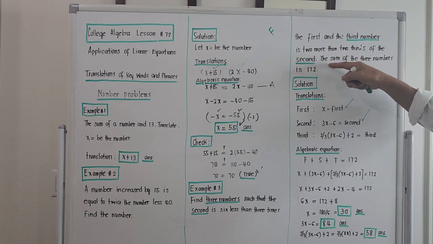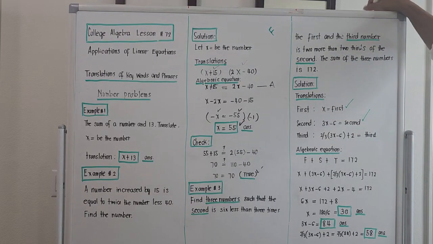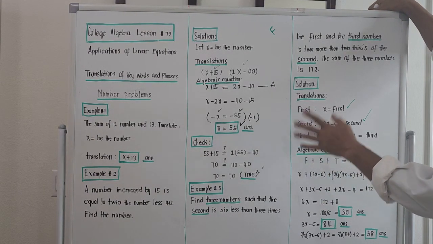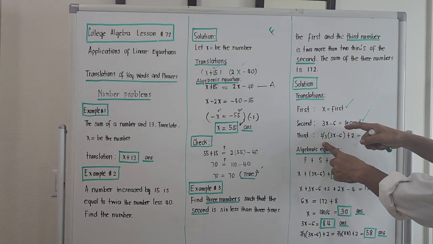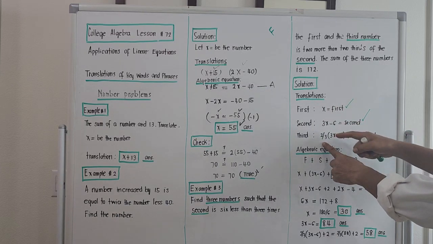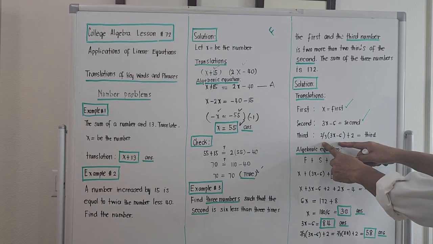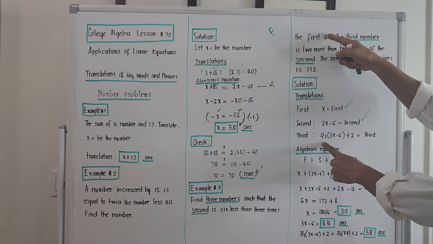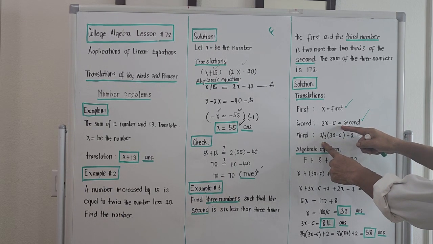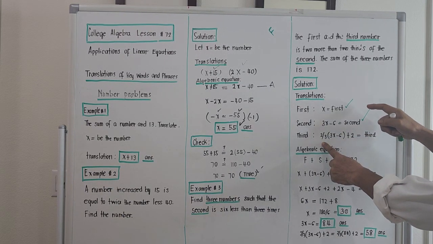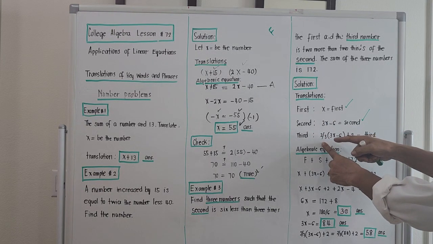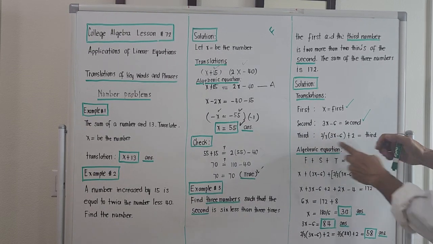Let's go to the third. The third number is 2 more than 2/3 of the second. The second number is 3x minus 6, right? And according to the condition of the problem, 2/3 of the second is 2 more, so this is plus 2. That's the way to bring out the third: 2/3 of the second plus 2 is the third number.